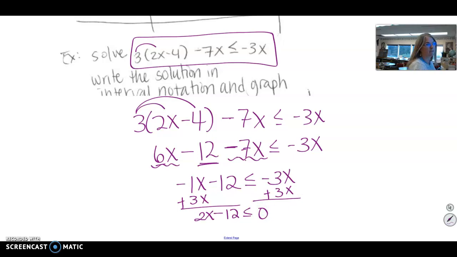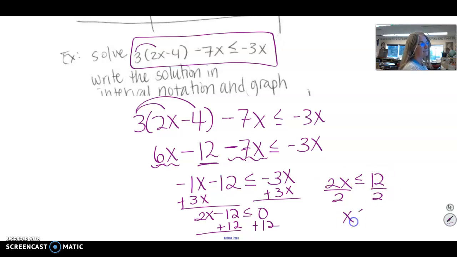So then continuing to solve that, I would add 12 to both sides. On this side, I'd have just 2x because the negative 12 plus 12 adds to 0. And on this side, I have 12. And then if I divide by 2, I get x is less than or equal to 6. So when I graph that on a number line, you want to make your number line convenient.